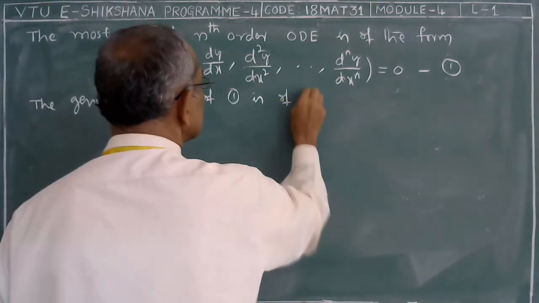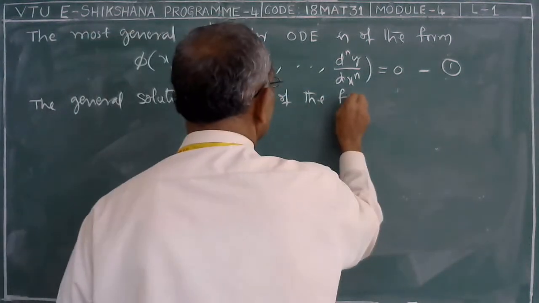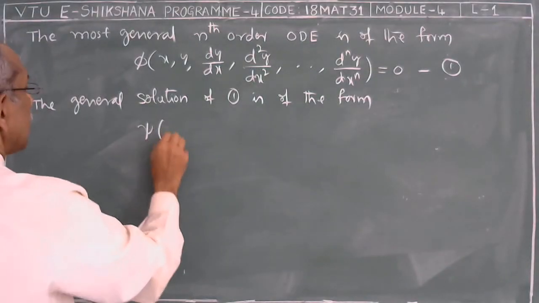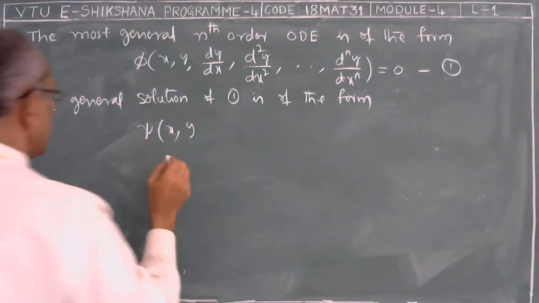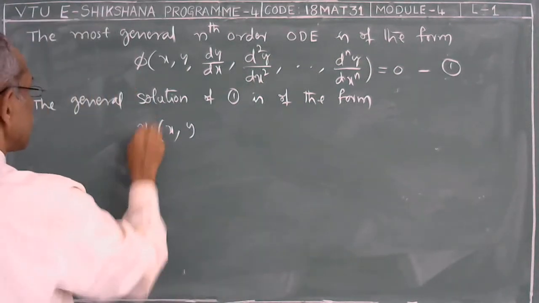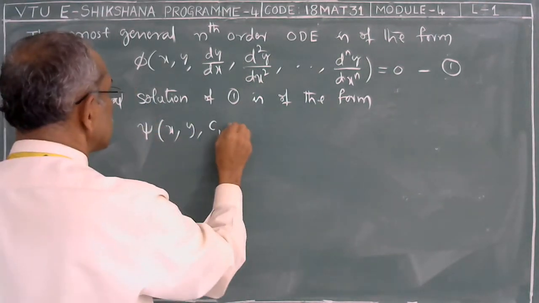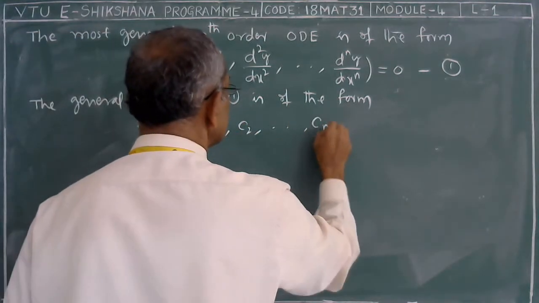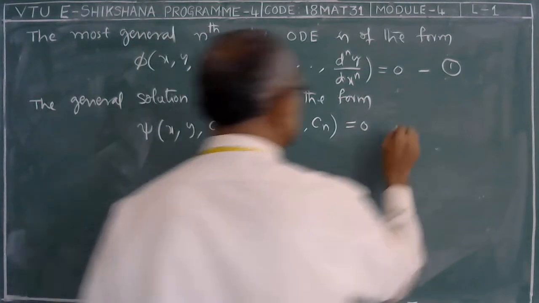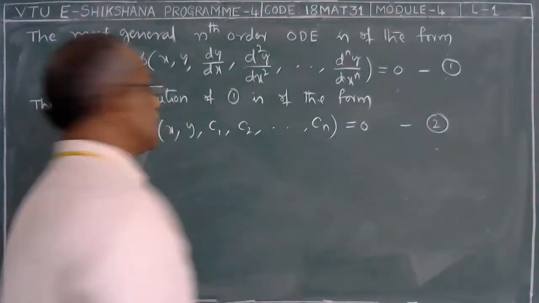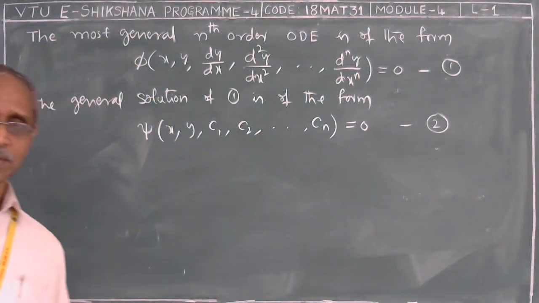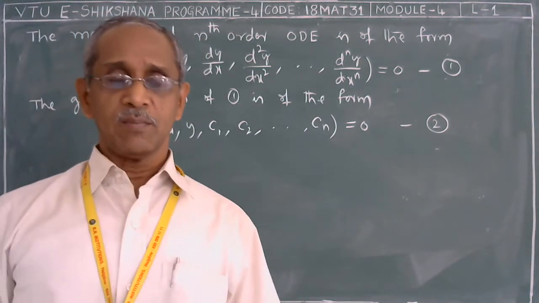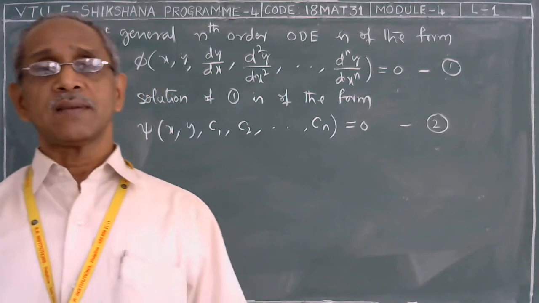The general solution of the equation is of the form phi of x, y, c1, c2, ..., cn equal to 0. What do we mean by solution? First of all, a solution of a differential equation is a relation between the variables that satisfies the differential equation.